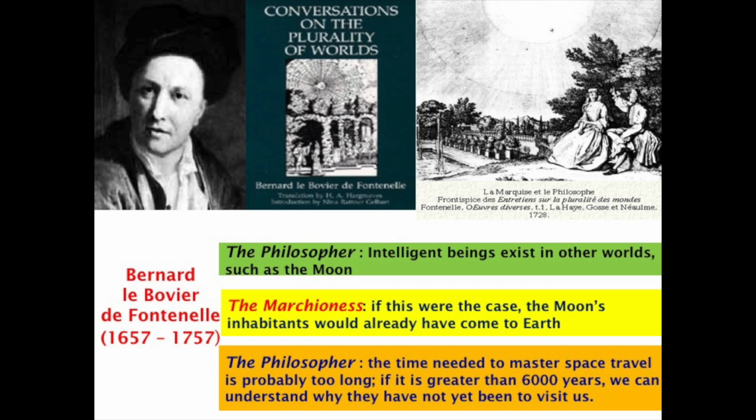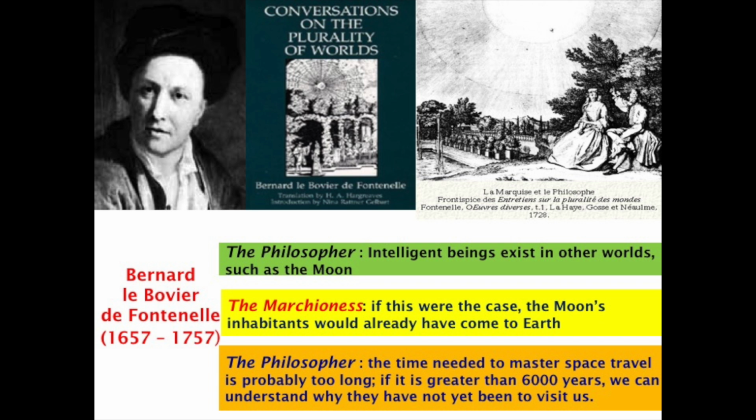And at some point the philosopher says that intelligent beings exist in other worlds, such as the moon. But to that, the Marchioness replies, this is nonsense. If this were the case, the moon's inhabitants would already have come to Earth. And the only thing that the philosopher finds to answer, remember, these are the ideas of Fontenelle. He's trying to put them through a dialogue, which makes the discussion more vivid. So the time needed to master space travel is probably too long. If it is greater than 6,000 years, we can understand why they have not yet been here to visit us.